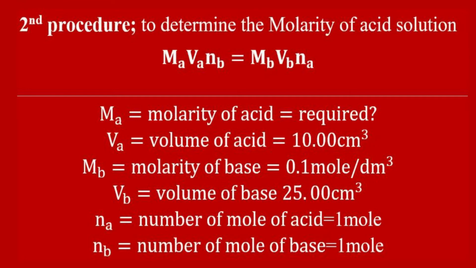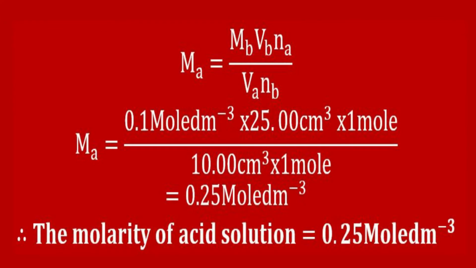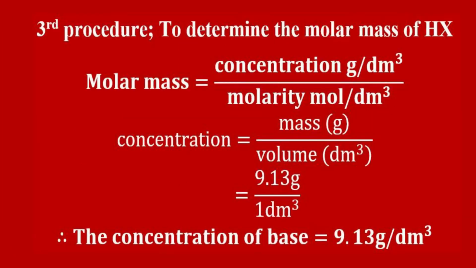The number of moles of acid is 1 mole, and the number of moles of base is 1, from the balanced chemical equation. The molarity of acid is MBVB nA divided by VA nB. So MA is equal to 0.1 times volume of base 25 times 1 mole of acid, divided by volume of acid times 1 mole. So the molarity of the acid solution is 0.25 mole per decimeter cube. After determining the molarity of acid, procedure number 3 is to determine the molar mass of HX.